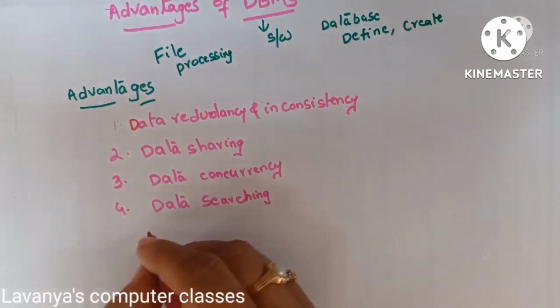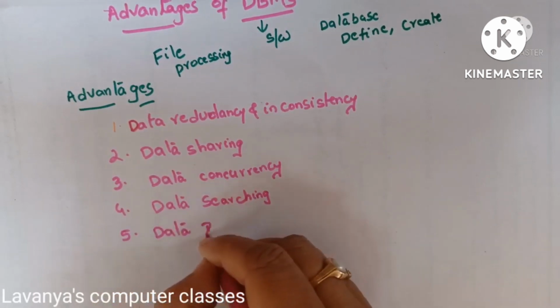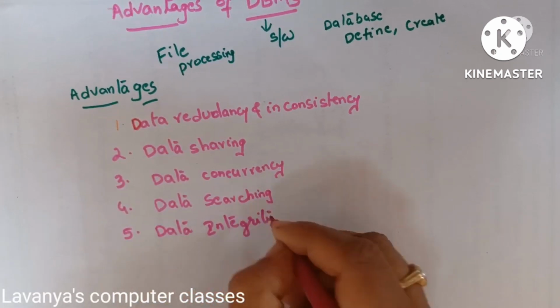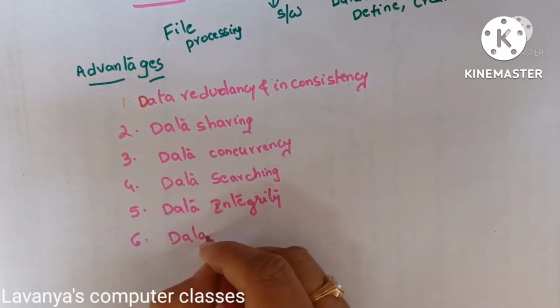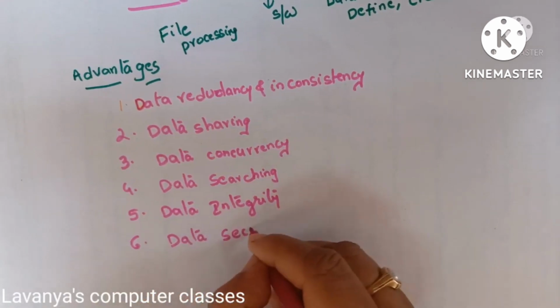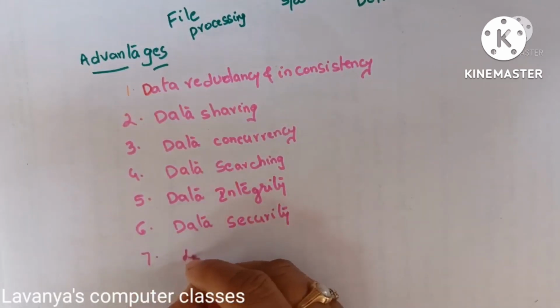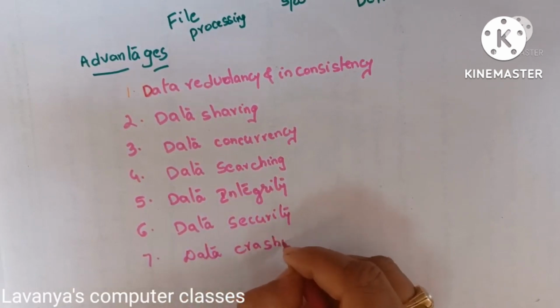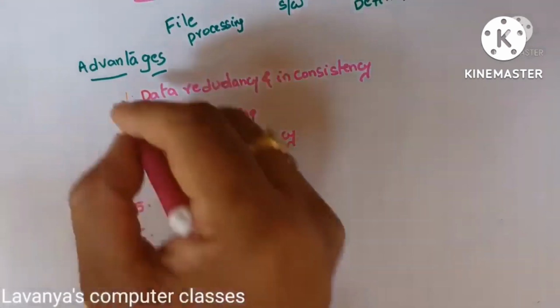Data searching. Fifth one is it maintains data integrity. Sixth one is data security, improving the data security in DBMS. And seventh one is reducing the data crashing. So these all are the advantages of DBMS.